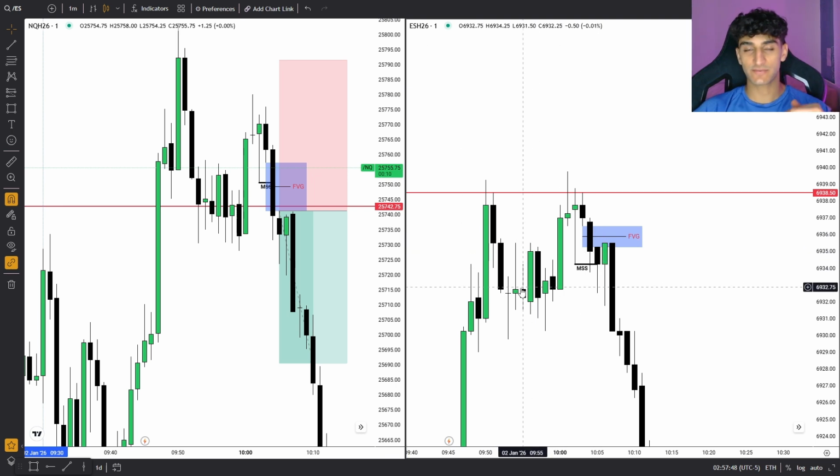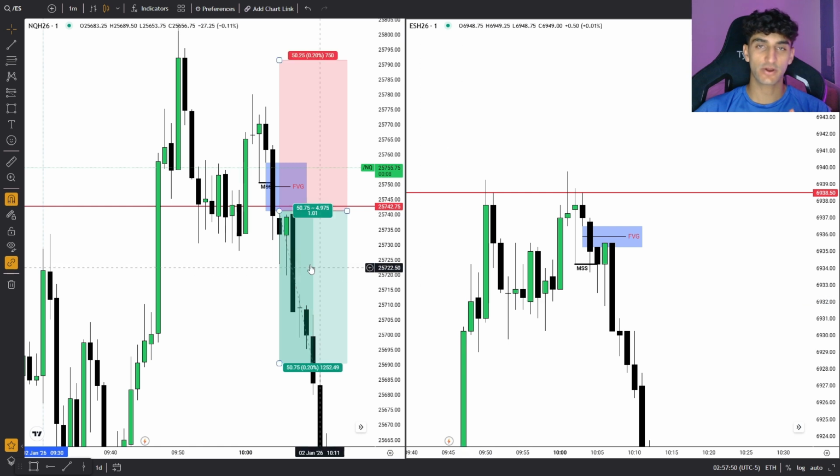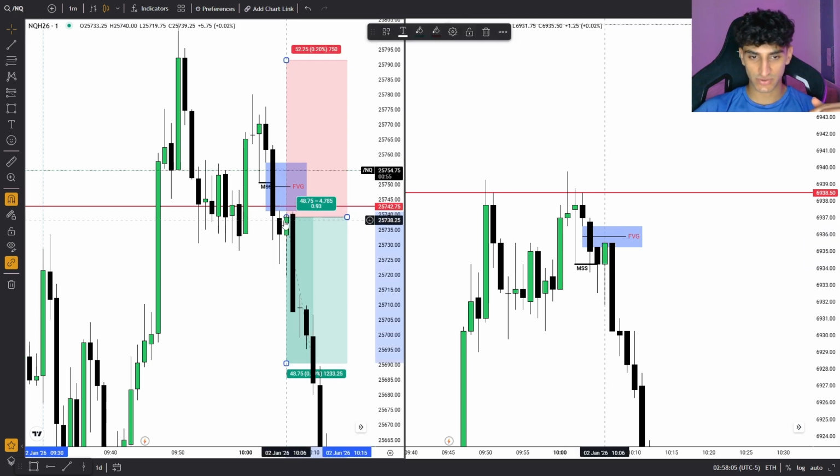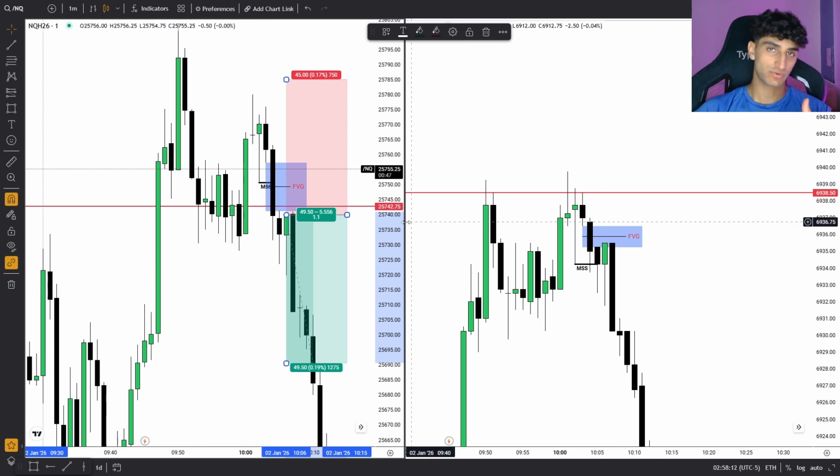Now, as soon as we see that retracement happen on S&P 500, then we're more than welcome to take the trade on NQ. So price retraced into that fair value gap on ES at 10:06. That 10:06 candle stands right here for us on NQ. So as soon as price retraced on ES, we go short and target the lower sell side liquidities.